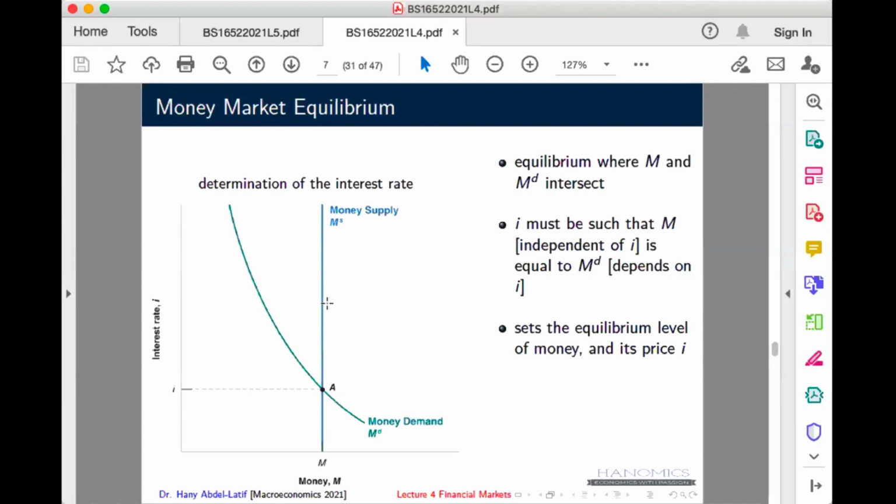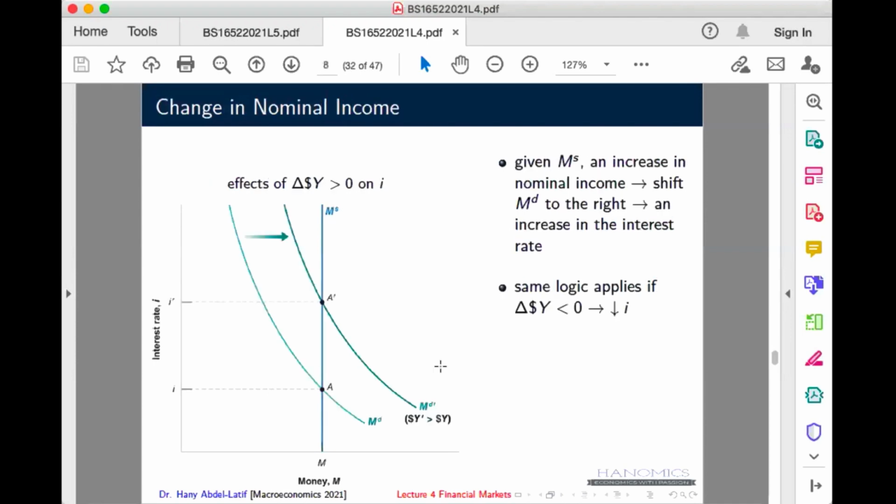So anyway, the equilibrium point here is A. That shows us money stock, or M, and on the other side, we see the equilibrium interest rate. We know already that if nominal income increases, that will shift the demand curve to the right, and in this graph we'll move from point A to A prime, where we would have a higher level for the interest rate.